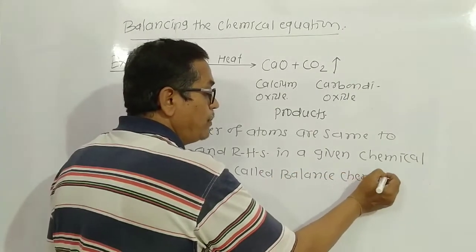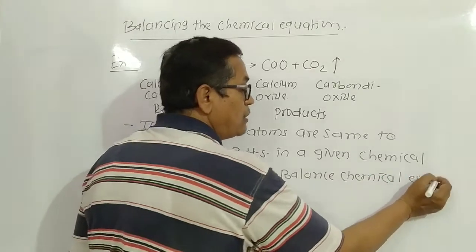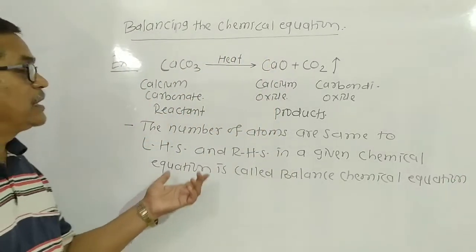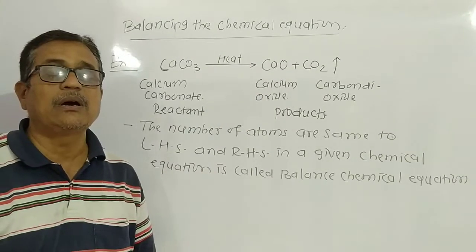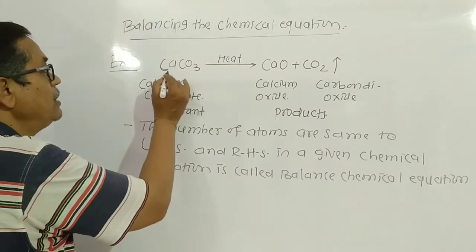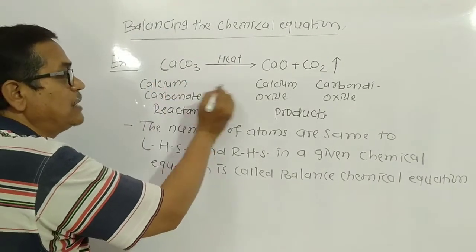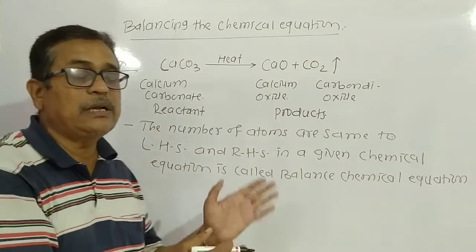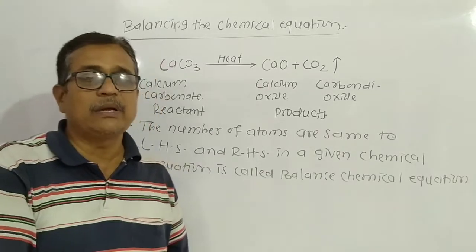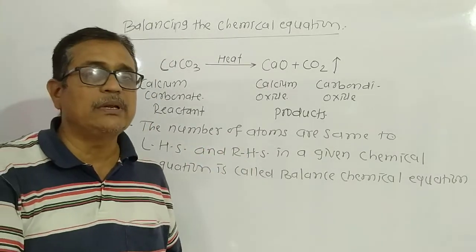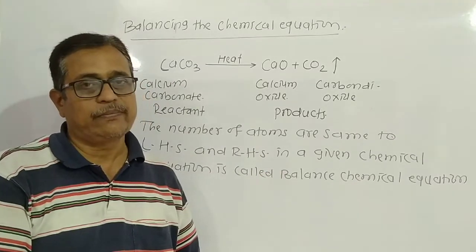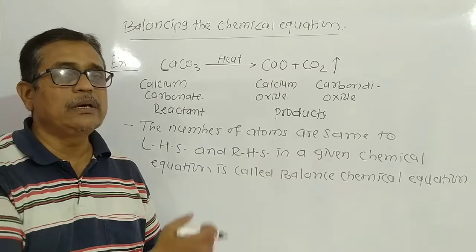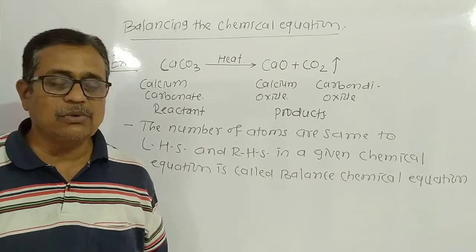This is called a balanced chemical equation. When the number of atoms are the same on the LHS and RHS in a given chemical equation, it is called a balanced chemical equation. Look here, on the LHS 5 atoms are there, and on the RHS 5 atoms are there. When the number of atoms of reactants and products are the same in a given chemical equation, that is called a balanced chemical equation. Another definition: when the number of atoms are the same for reactants and products in a given chemical equation, that is also called a balanced chemical equation.